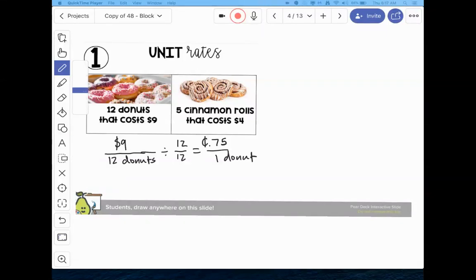Okay, I'm gonna do the other one now, the other kind of way that we had talked about in my class. And we're gonna do the 5 cinnamon rolls that cost $4. We want to set it up the same way. So start with your fraction. $4 over 5 cinnamon. I'm going to just write rolls instead of writing that whole word cinnamon. So we got $4 per 5 rolls.